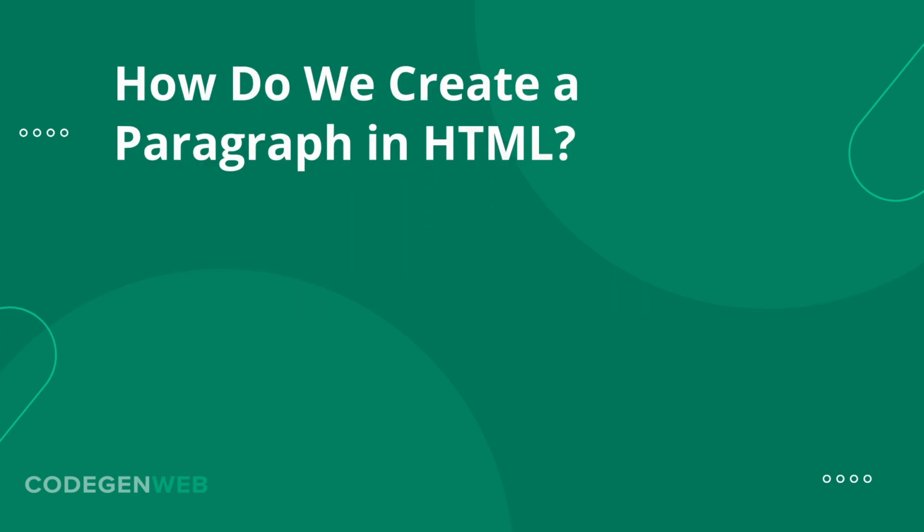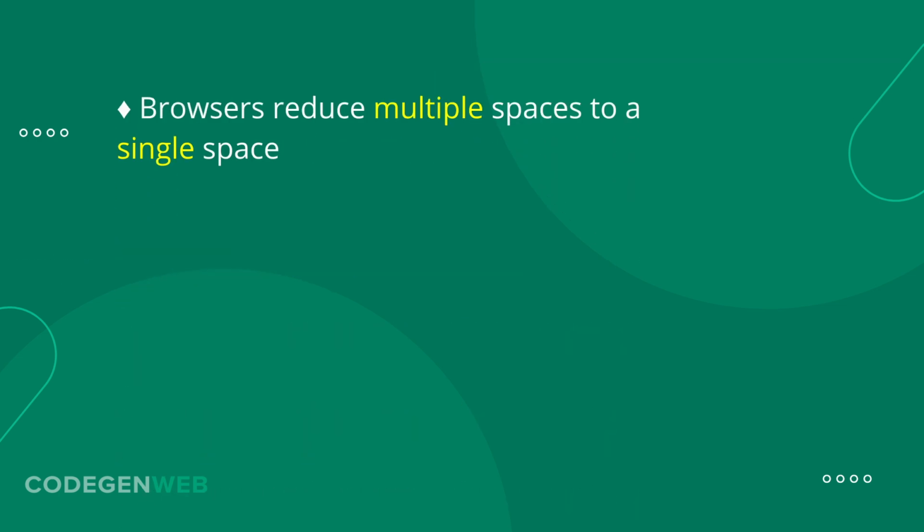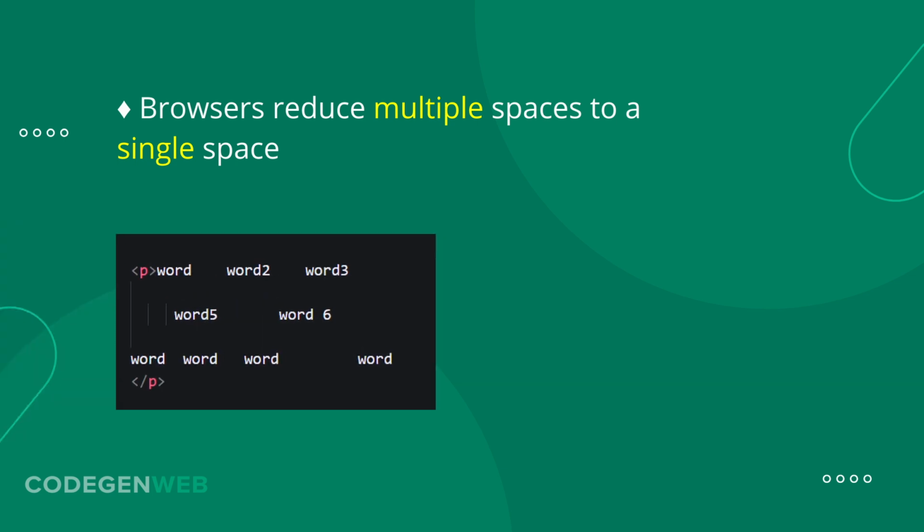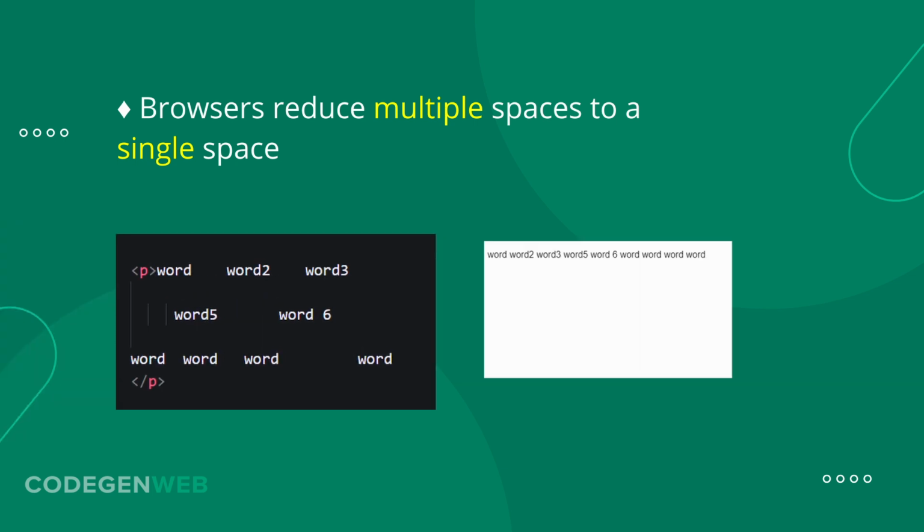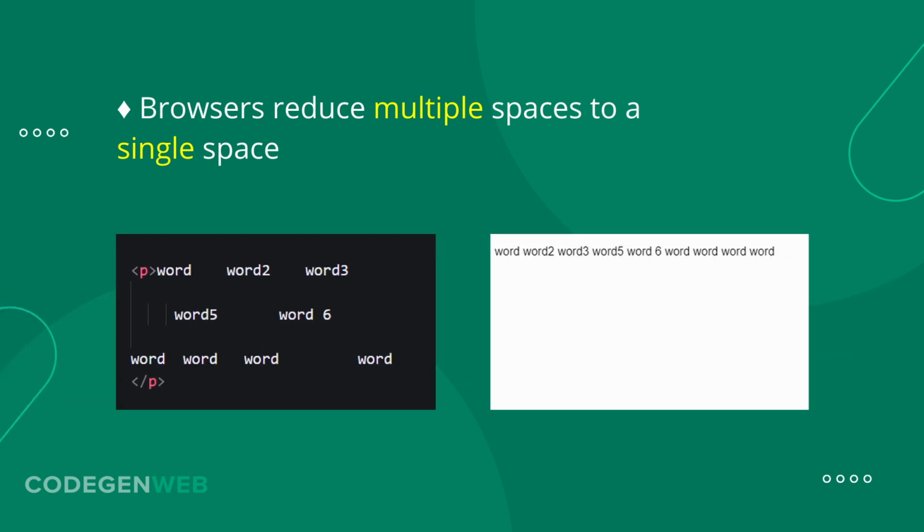How do we create a paragraph in HTML? It's simple. We use the p tag to define a paragraph. The text inside the p tag will appear as a separate block on the web page. Browsers reduce multiple spaces to a single space. For example, even if your code has extra spaces or lines, the browser will display the content with standard spacing.